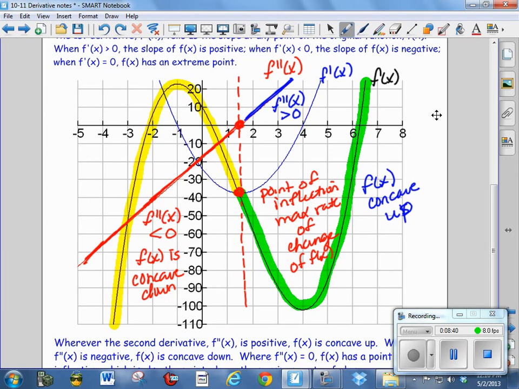So using the first and second derivative, you can tell a lot of things about the original polynomial and be able to draw it. And that's something you'll be doing a lot of in calculus, and we're just kind of introducing that here.